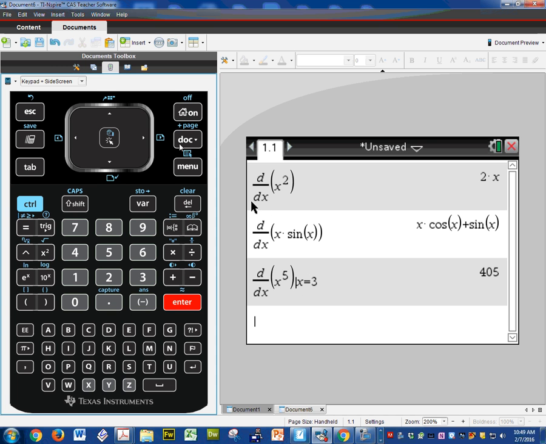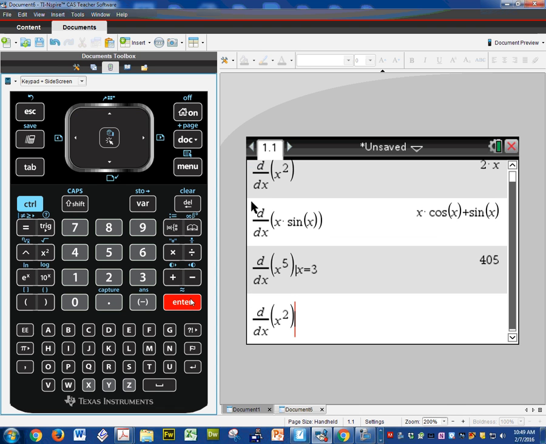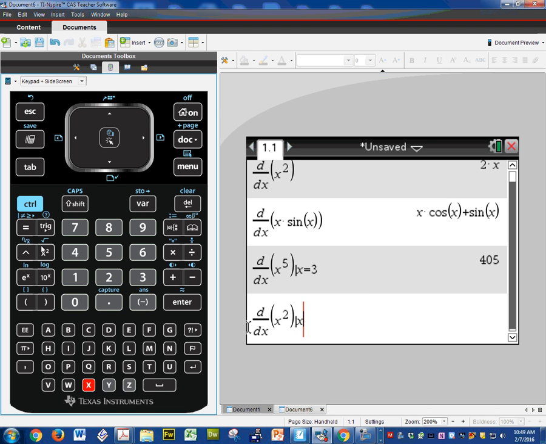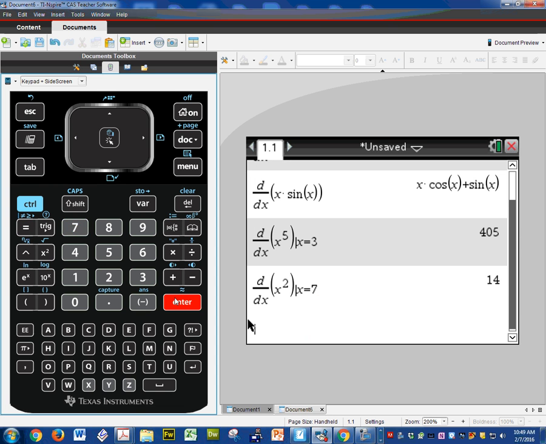We can do the same thing though. So I can pull up this problem, for example. I just have to find that little vertical bar. If you look over here underneath the equal sign, vertical bar, or evaluate x equals 7. So this will take the derivative of x squared and plug in 7 immediately.